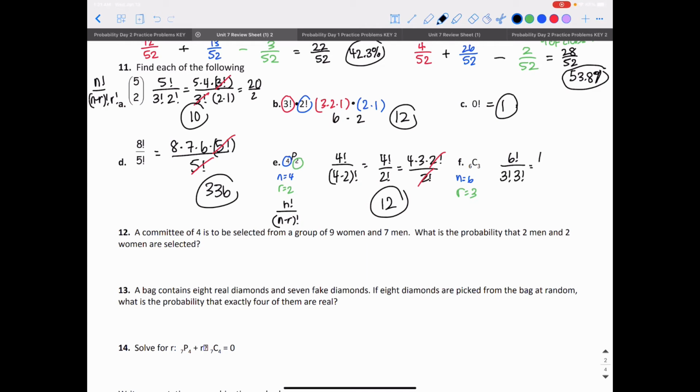I'm going to rewrite the top as 6 times 5 times 4 times 3. I'm going to stop at 3 factorial. I know I can cancel that out with one of the ones that I have in the bottom. I'm going to rewrite the other 3 factorial as 3 times 2 times 1. I don't have to really write the 1. I'm going to cross out the 3 factorials in the top and the bottom. I'm left with 6 times 5 times 4 in the numerator, which is 120, all over 6 in the denominator, and that gives me 20.